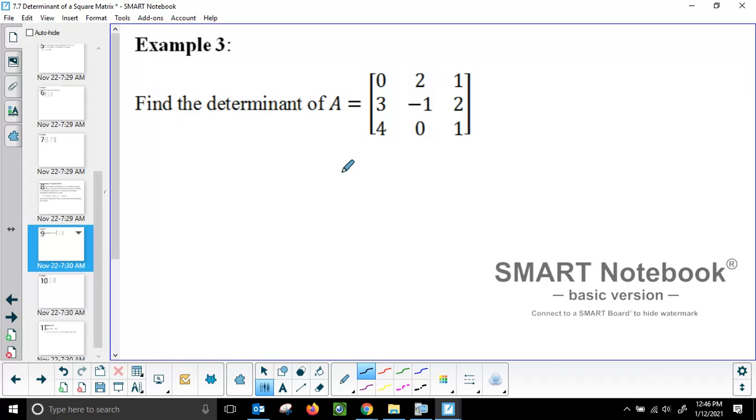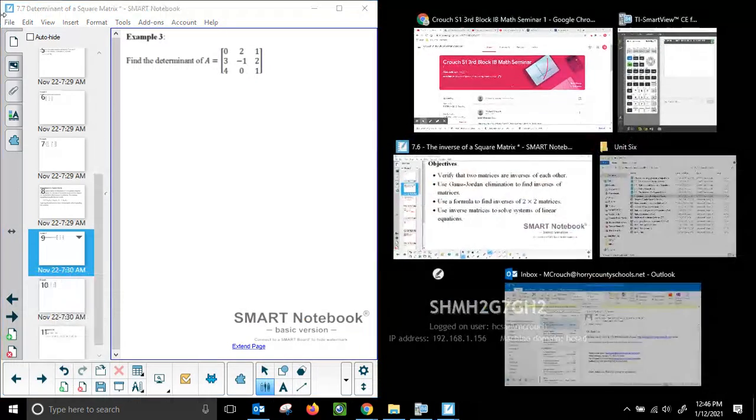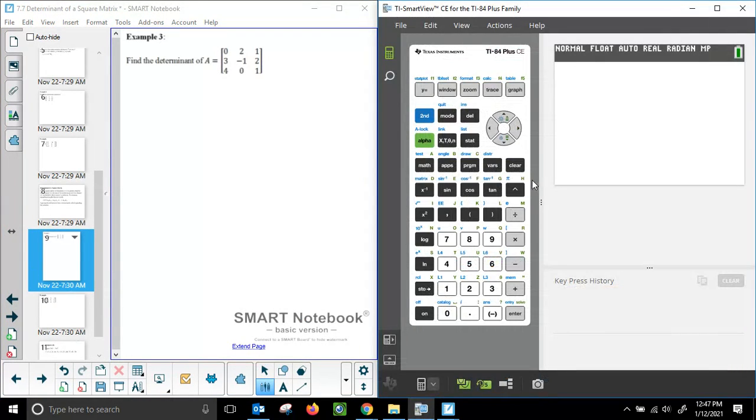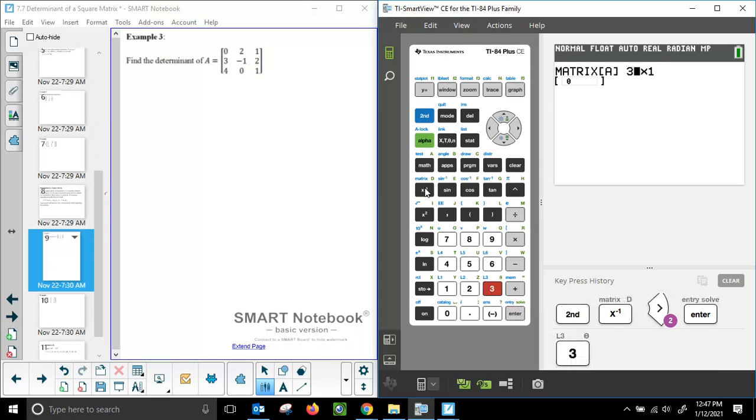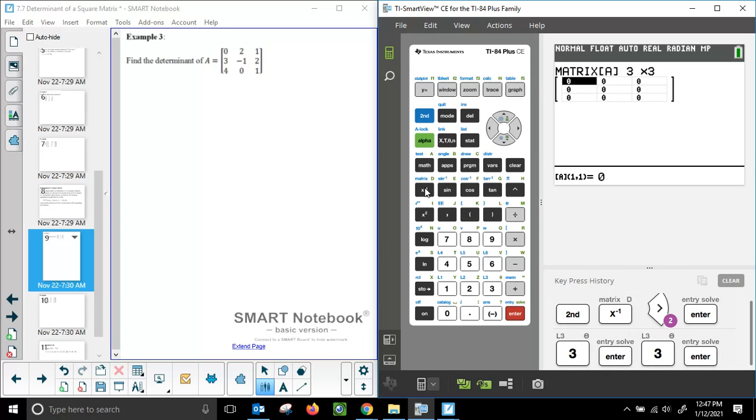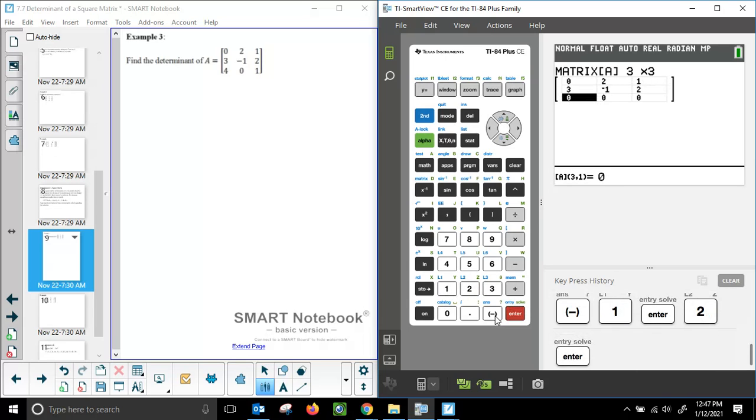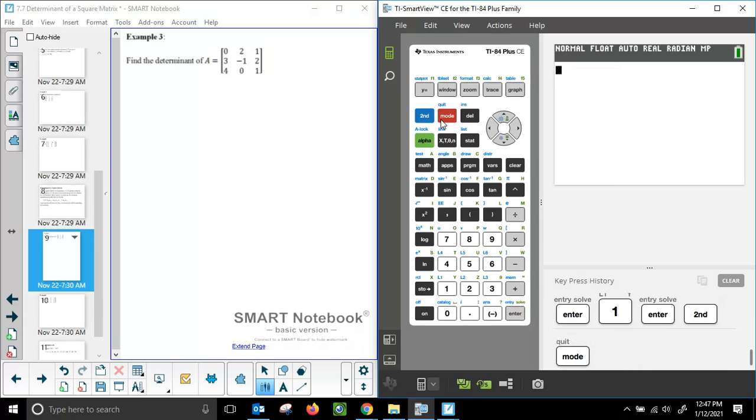So if we want to find the determinant of this matrix A, all we have to do is input our matrix here. So we're going to edit matrix A. This is a 3 by 3 matrix. We have 0, 2, 1, 3, negative 1, 2, 4, 0, 1.